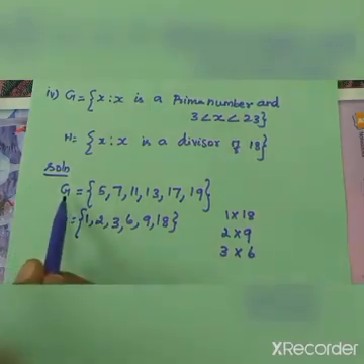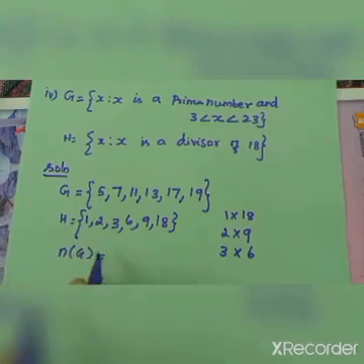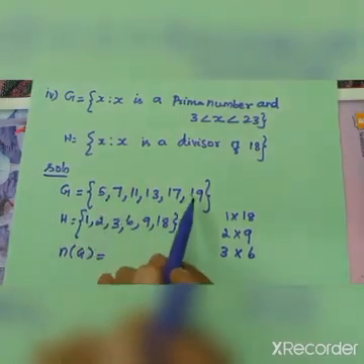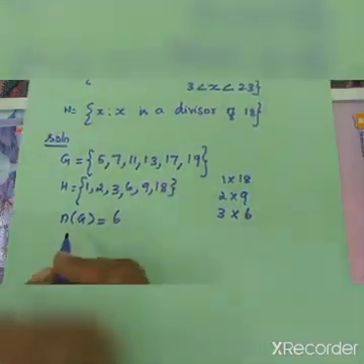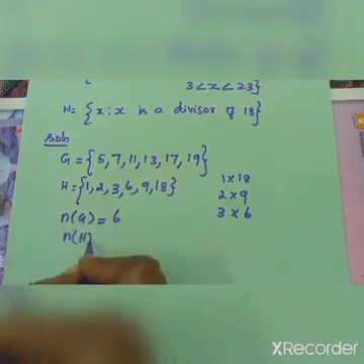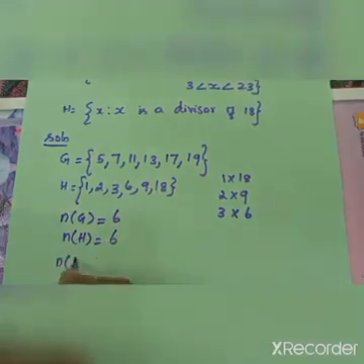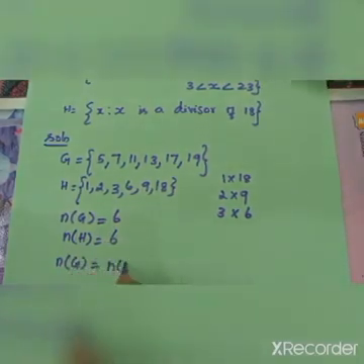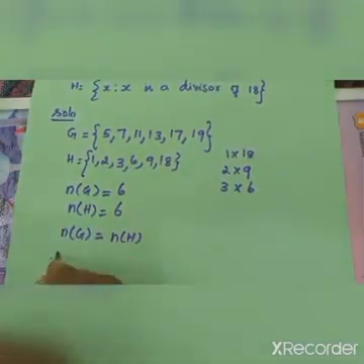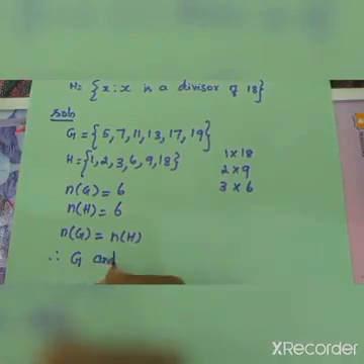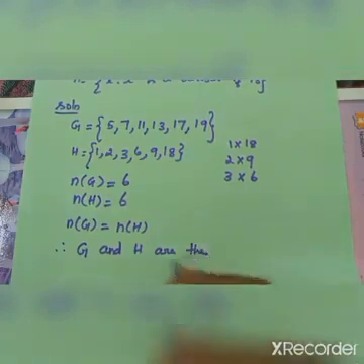n of G, the number of elements in set G. n of G is equal to how many numbers are there? 1, 2, 3, 4, 5, 6. So n of G is equal to 6. Similarly, n of H is equal to 1, 2, 3, 4, 5, 6. So n of G is equal to n of H. The number of elements are the same. Therefore, sets G and H are equivalent sets.